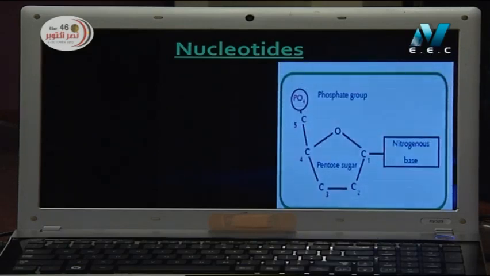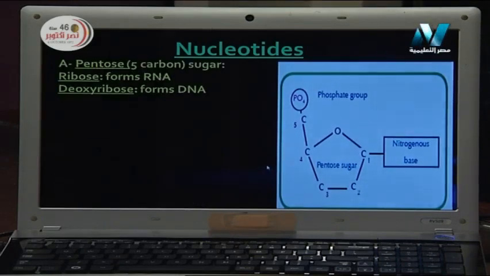A nucleotide, in front of you a diagram for a nucleotide. A nucleotide is built of, first, a pentose sugar. Pentose here, a sugar containing 5 carbons. Look here, this is a pentose sugar formed of 5 carbons. This is the first carbon, second, third, fourth and fifth carbon. So here I have a pentose sugar. How did I know it's a pentose sugar? Because it contains 5 carbons. OK?